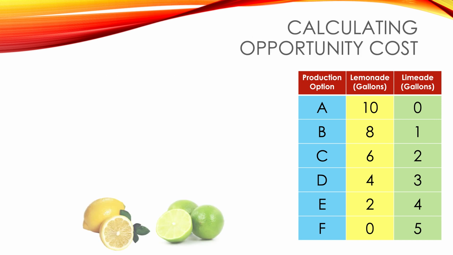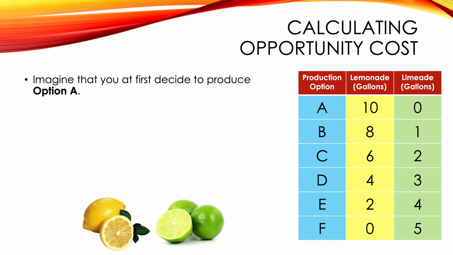Like this. So let's calculate an actual opportunity cost here. Imagine that at first you decide to produce option A. Again, that is 10 gallons of lemonade, 0 gallons of limeade. But then you decide to pull a complete 180 and to produce option F. For option F, you are not producing any lemonade at all, and you're only producing limeade. And if you do that, you can make 5 gallons of limeade.